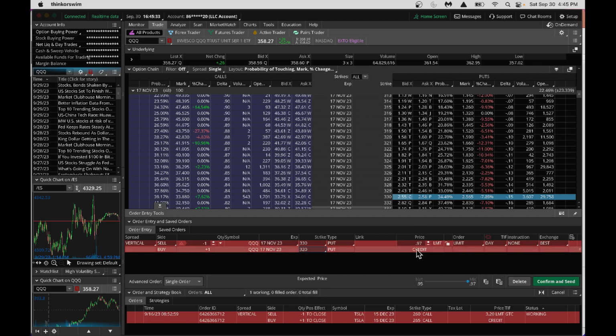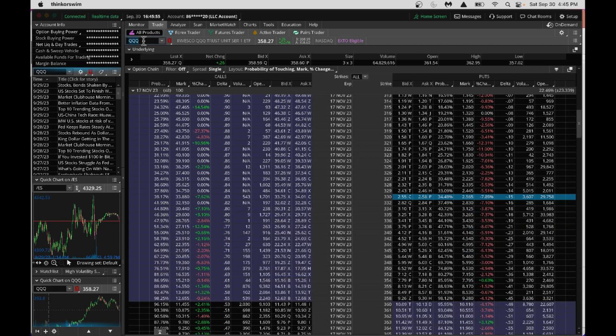Look, we'll collect a nice 97 cents. You could even go a little lower here to collect a little more. Like let's do 315. Looks nice, $130 here. It's a great one. You could do this all day long in very liquid stocks and ETFs like QQQ and Tesla.